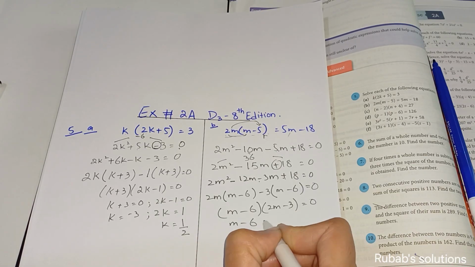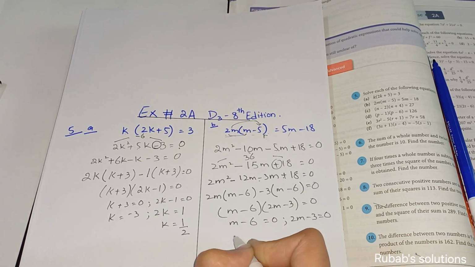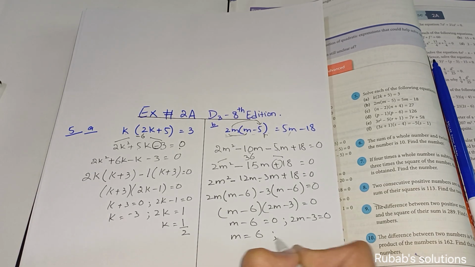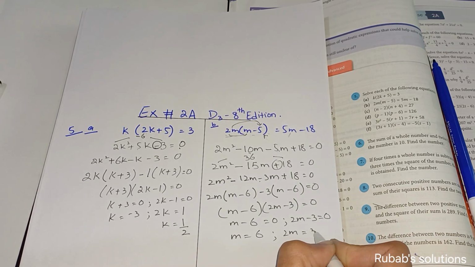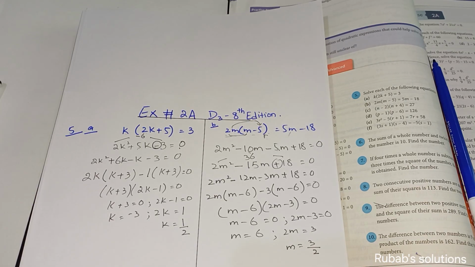m minus 6 is equal to 0, or 2m minus 3 is equal to 0. So m is equal to 6, and from the other side 2m is equal to 3, and m will be equal to 3 by 2.